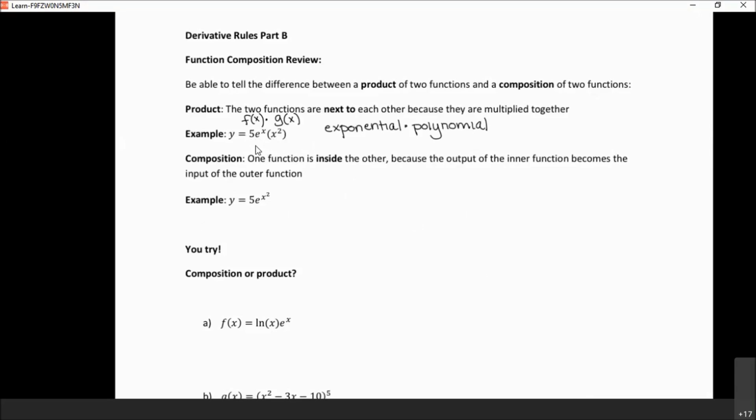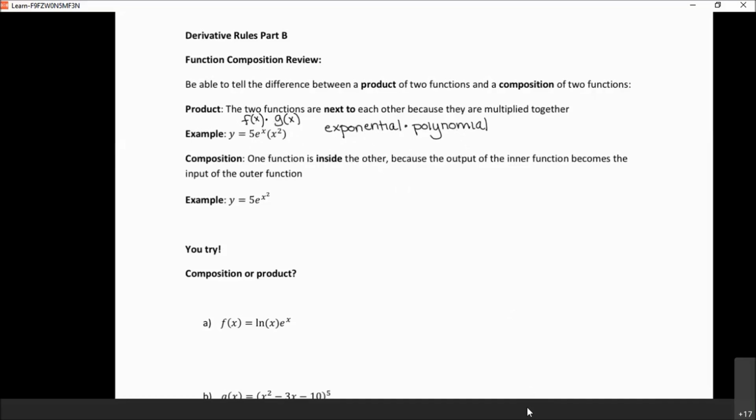Exponentials have their own pattern, which is really easy for e to the x. This derivative is the same as the function. Polynomials, you've got to use the power rule. Bring down the exponent in front and then drop the exponent by 1. So it's important to not only recognize, hey, I've got a product, but also what types of functions are being multiplied together.